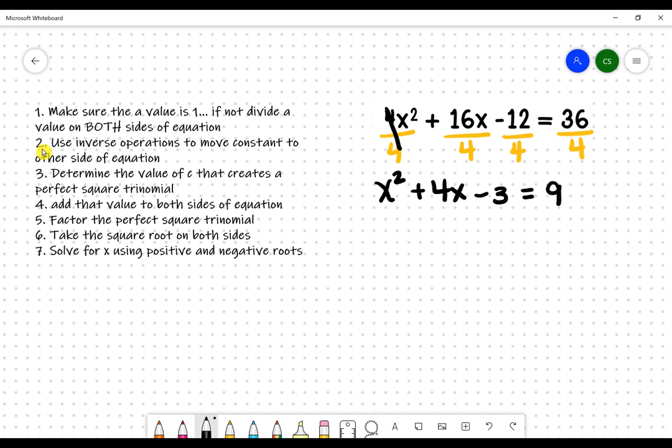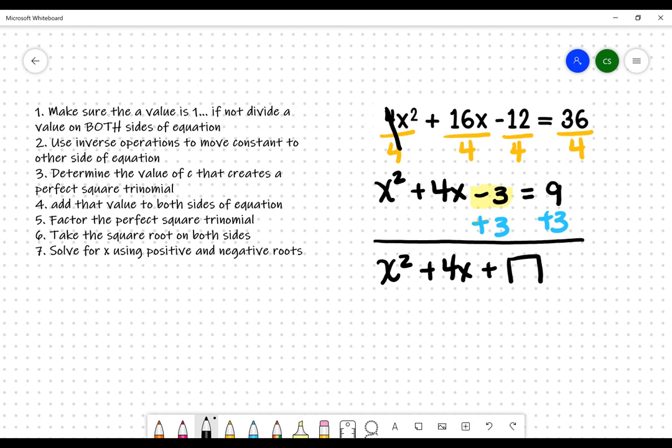So my step 2 says use inverse operation to move the constant to the other side of the equation. I need this constant to move over. So the opposite of subtracting 3 is adding 3. And if I add 3 to one side, I've got to add it to the other. And I get x squared plus 4x. Got a little blank right there, so I'm going to put a little square right there just to fill my spot. 9 plus 3 is 12. And if I added a little square to fill my spot on one side, I've got to do it on the other side.